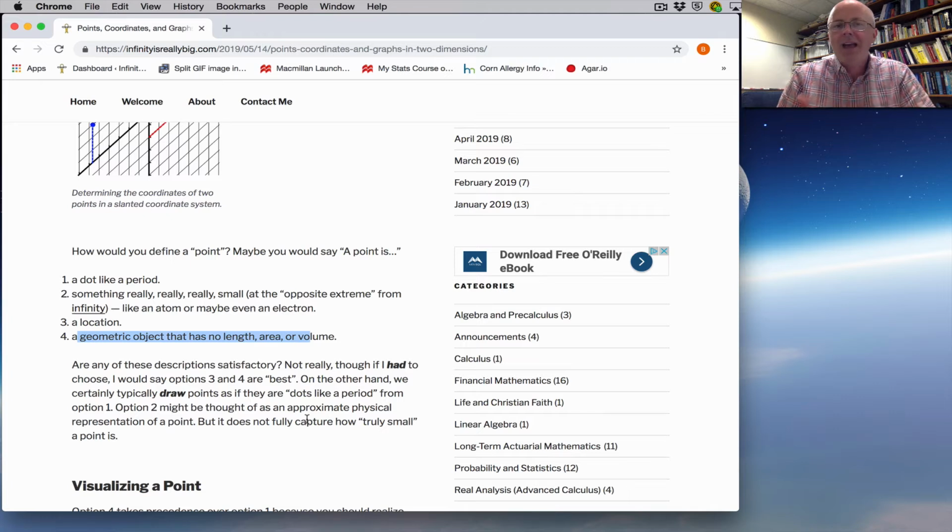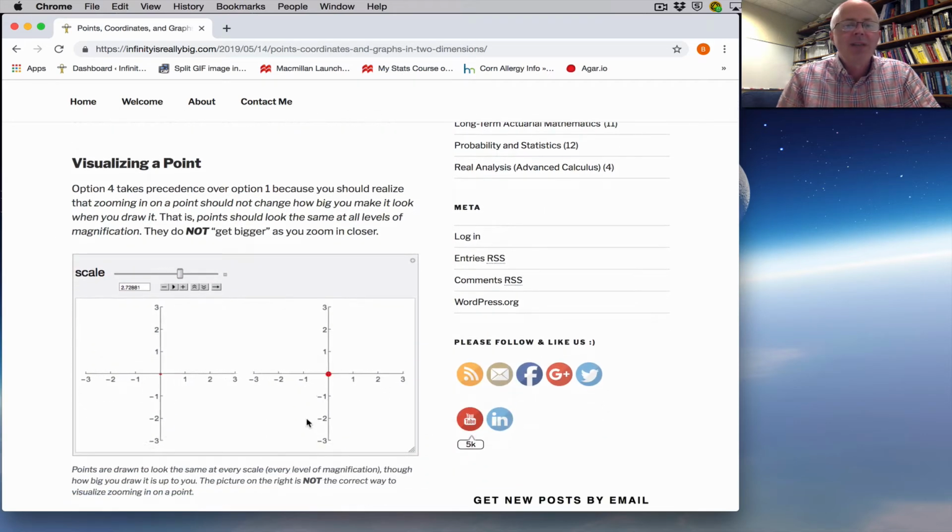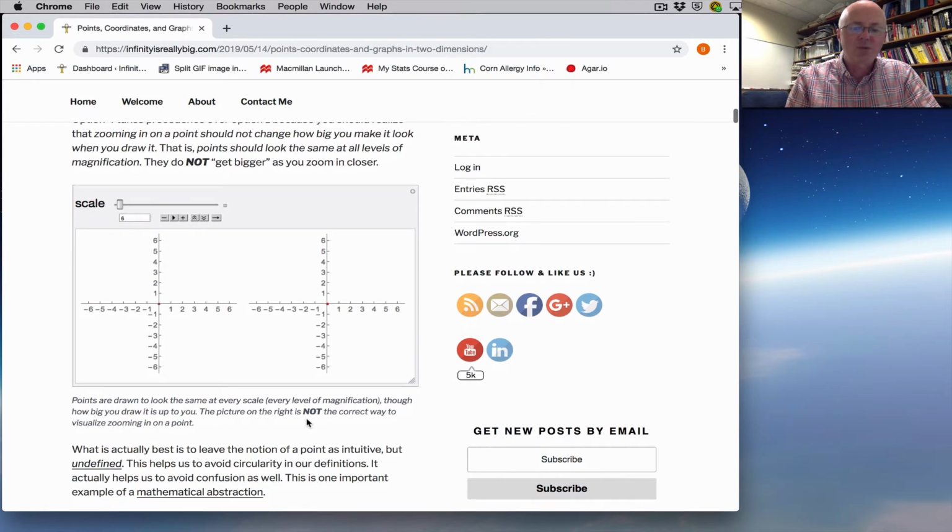So the main thing I emphasize here initially is that you really want to leave points as undefined mathematical abstractions and not really worry too much about what they are exactly. However, visualizing points, they do need to be drawn as if they have area. However, you do not want to make that area bigger and bigger as you zoom in. So this animation is illustrating that the graph on the right is not the way that you should visualize a point. Don't imagine that it gets bigger and bigger as you zoom in. It's supposed to, quote unquote, stay the same size, even though it doesn't actually have any size. Okay, that's the first thing to realize about points.